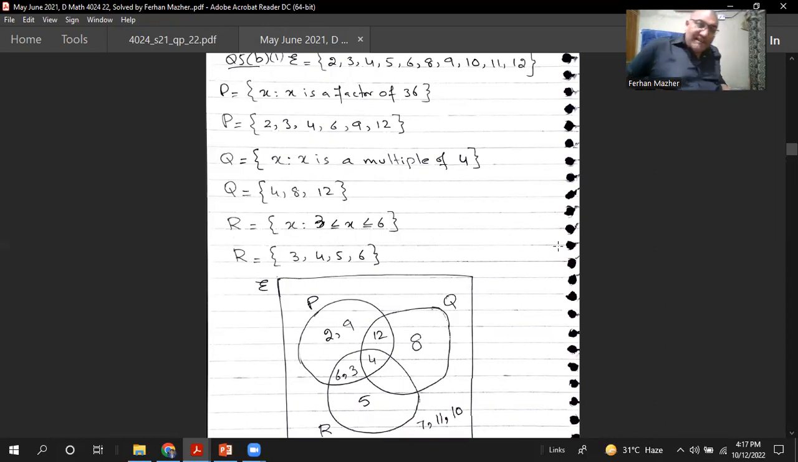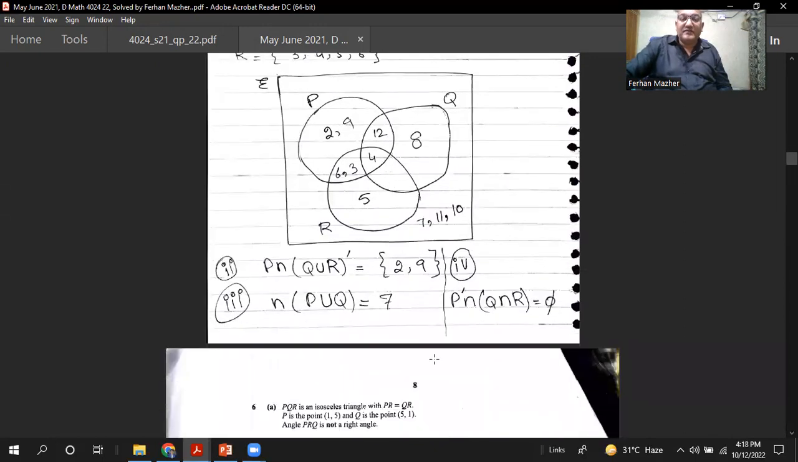And only Q is 8, and only P is 2, 9, and only R is 5. And the numbers which are not in any of these three are 7, 11, and 10. So this is how you will write that.